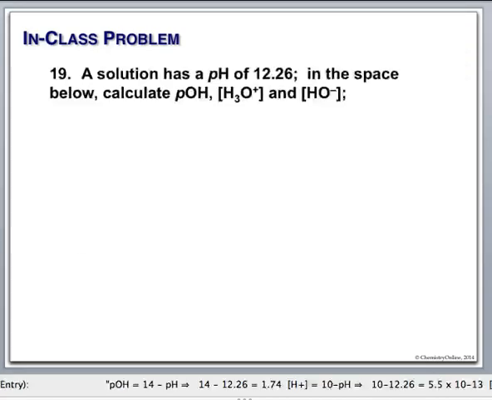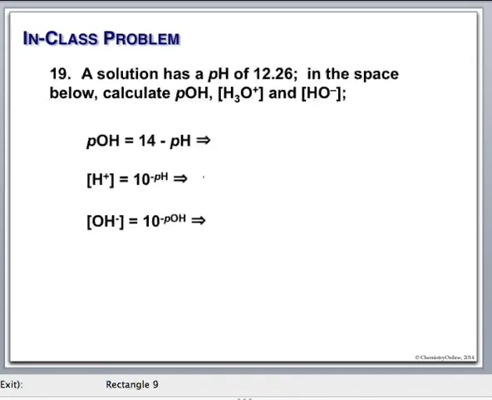All right, this is straight off the tutorial. Again, I just opened the tutorial, took a number, and wrote them down. We have a pH of 12.26. We want pOH, hydronium, and hydroxide. On your little card, you should have written these things. pOH is 14 minus pH. Or pH plus pOH is always 14.